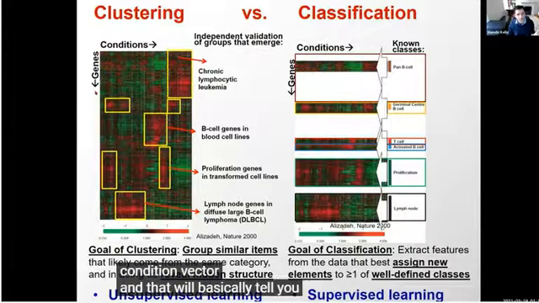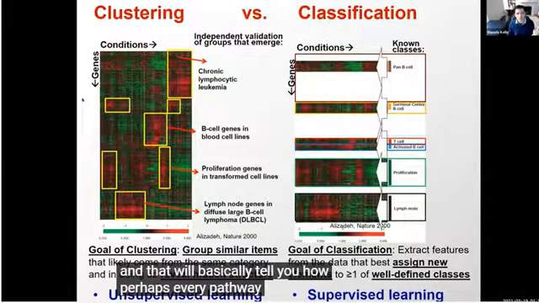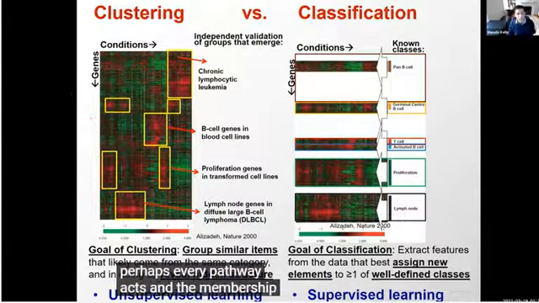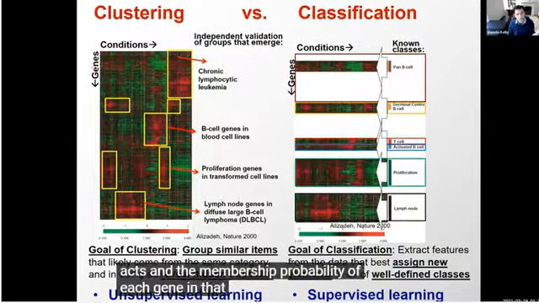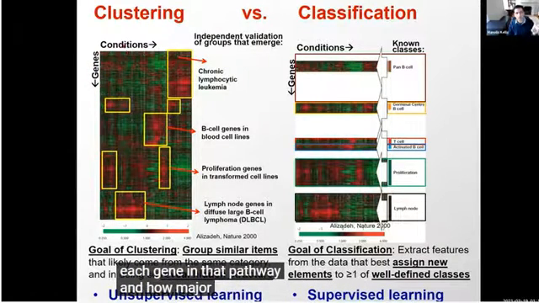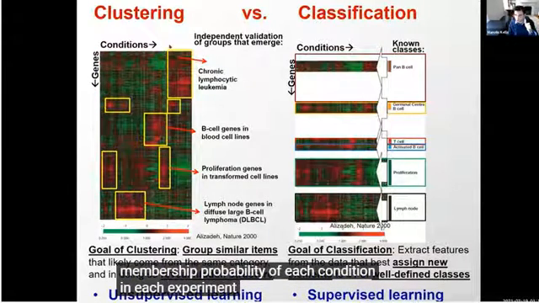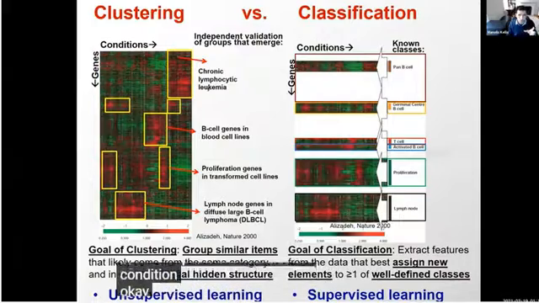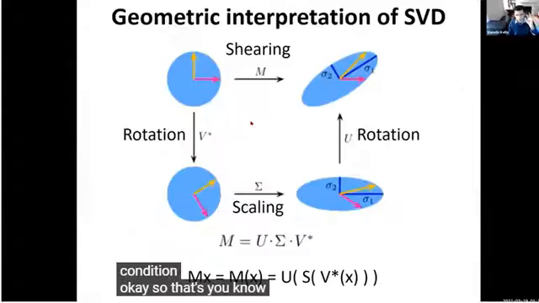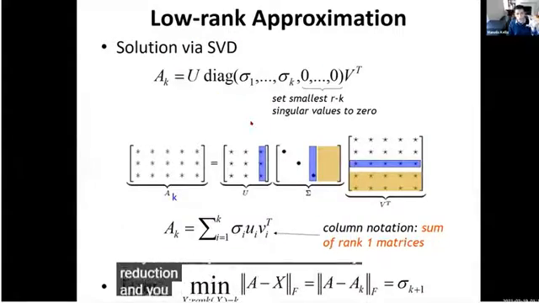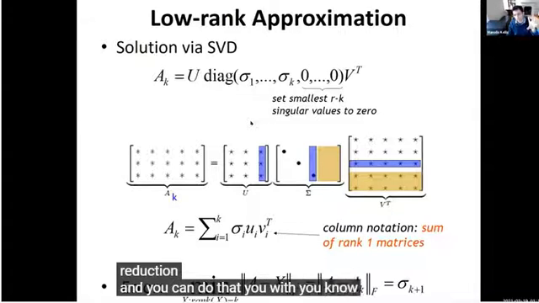And that will basically tell you how perhaps every pathway acts and the membership probability of each gene in that pathway, and how major diseases function and the membership probability of each condition of each experiment in a disease condition. Okay, so that's dimensionality reduction, and you can do that with PCA.